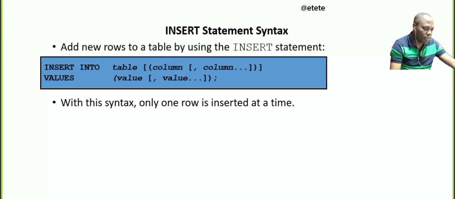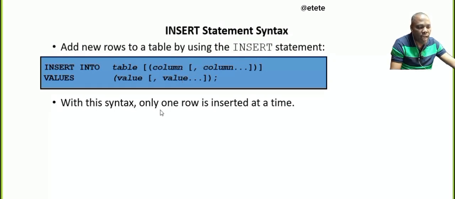This is the syntax for insert. Add new rows to a table by using the insert statement. Now this is the syntax. Insert into, then the table name. So just like we have the employees table. So insert into employees. Then you are going to state all the columns that are in that employee table. Then you will now state this values clause. Values. So you will now start inserting the values into it. That is what this syntax is telling you.